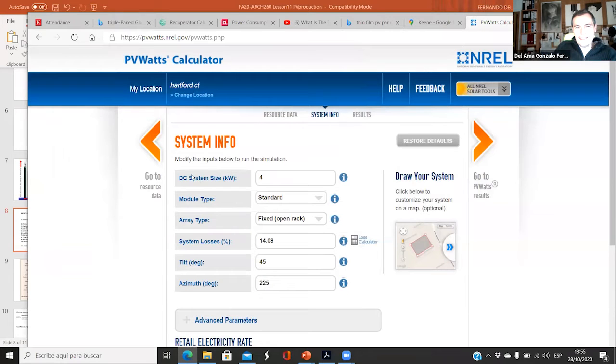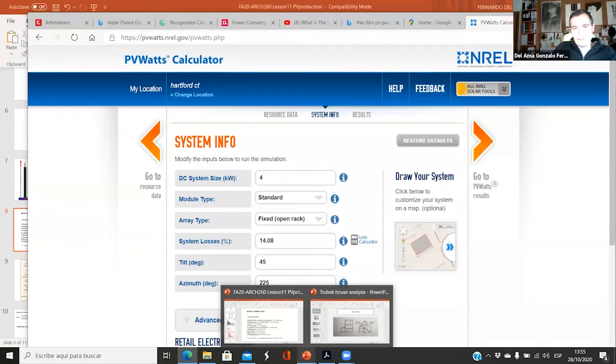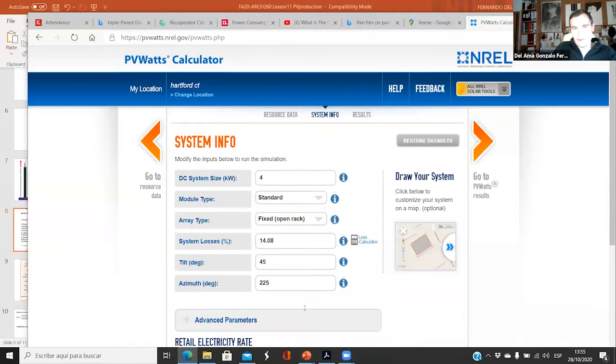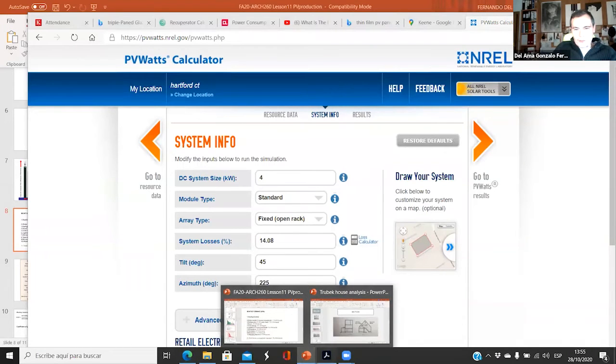And now this is the system size. This is related to the amount of panels that we are working with. We know that the area is 1,000 square feet, and now we need to know how many panels we can place in this 1,000 square feet. So let's work with the catalog.